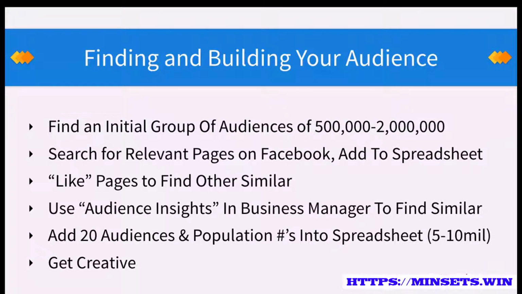And the way we do that is, first of all, you're going to search for relevant pages on Facebook, and you're going to add those into the spreadsheet. Also, you're going to like those pages to find others similar. Once you've done that, you're going to take your spreadsheet and pull up audience insights in the Business Manager. You're going to find similar audiences to those. And ultimately, we want to add at least 20 audiences and population numbers into your spreadsheet and get a total of about 5 to 10 million.